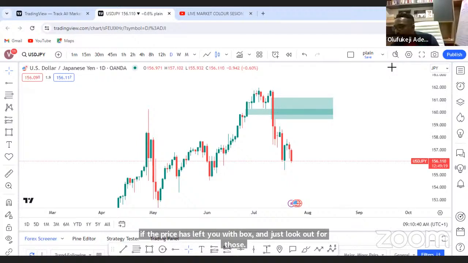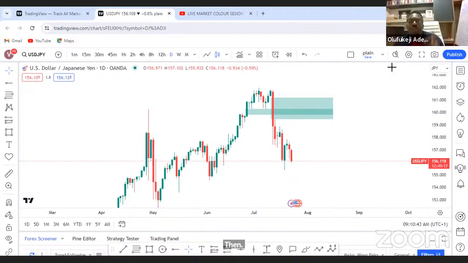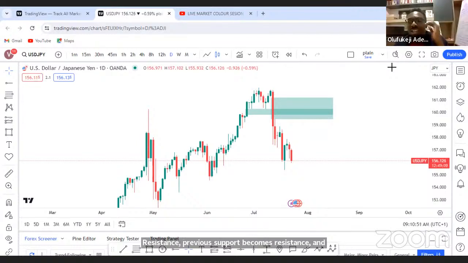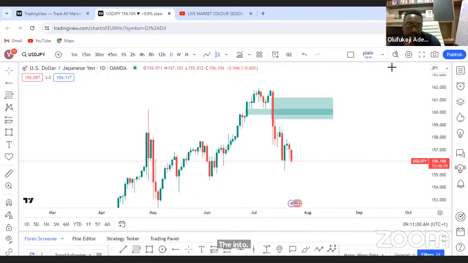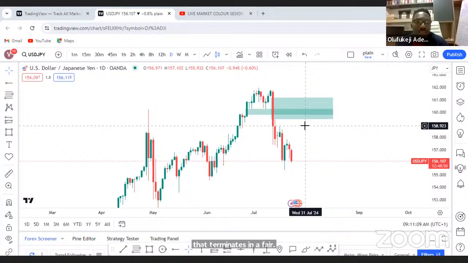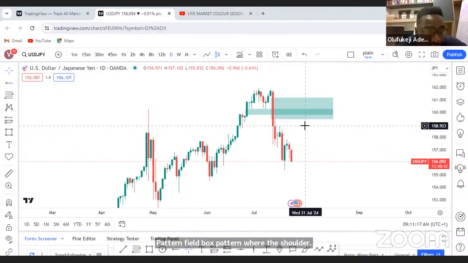Then I now said we have our flip zone, where previous support becomes resistance. And this is in order of their reliability as I've seen them, right? And then lastly, I said we have diagonal liquidity into a fair value gap, trend line liquidity, slanting liquidity that terminates in a fair value gap. And then, of course, we now have our failed box pattern, where the shoulder gets broken with an IFVG. So how many of these concepts can we see here?